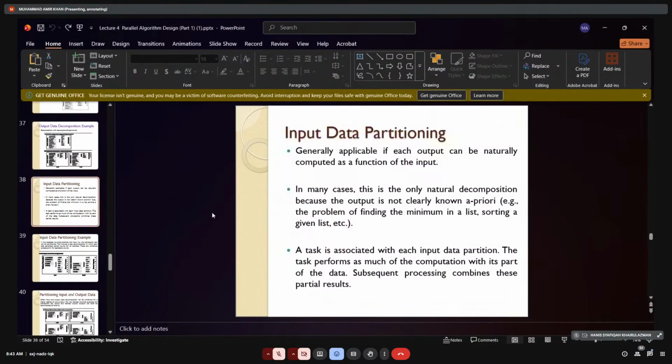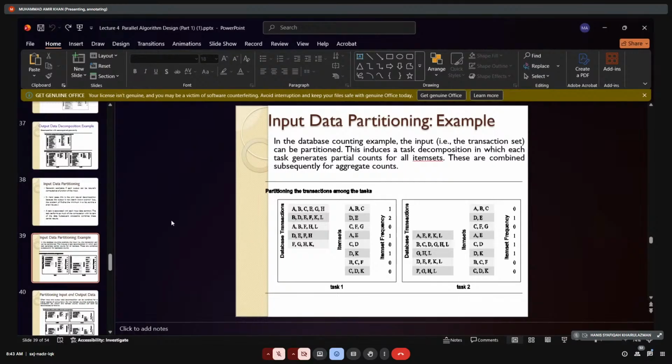If we see next, input data partitioning is generally applicable if each output can be naturally computed as a function of the input. In many cases, this is the only natural decomposition because the output is not clearly known. We can take as examples the problem of finding the minimum in a list, or sorting a given list. A task is associated with each input data partition. The task performs as much of the computation as is possible with its part of the data. Subsequent processing combines these partial results.